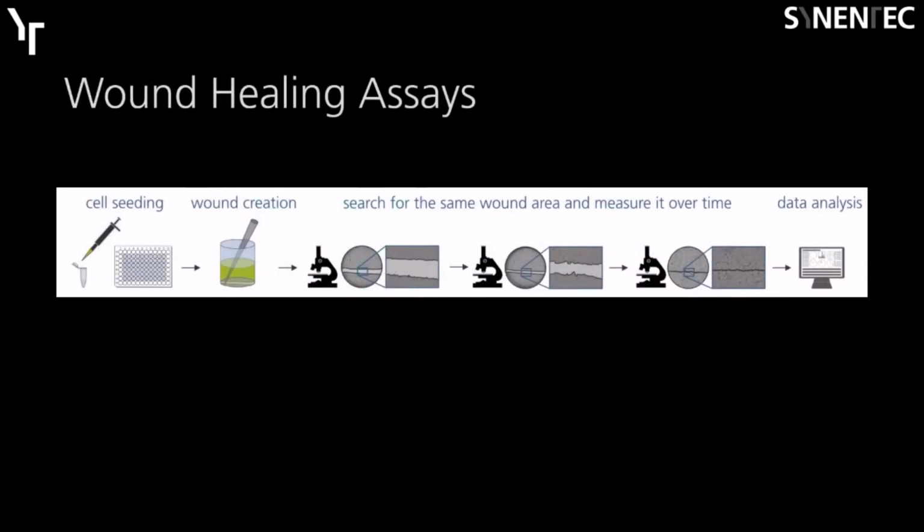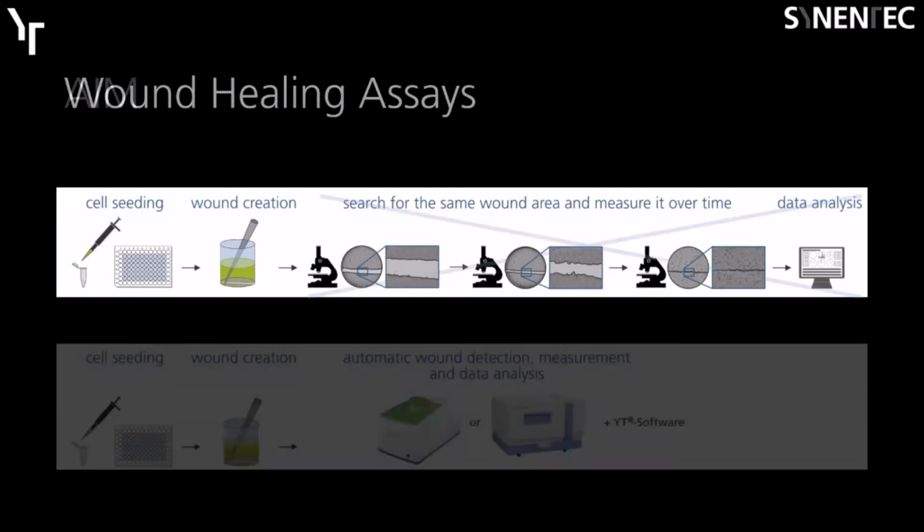Among these assays are wound healing assays, in which an artificial wound is generated in a confluent monolayer of cells by creating a cell-free gap. The surrounding cells now start to migrate into this gap and eventually close it. This wound closure is monitored over time using either live cell imaging or by finding the exact same wound area at different time points using conventional microscopes. However, most of these assays are either time-consuming or only a few samples can be measured over time.